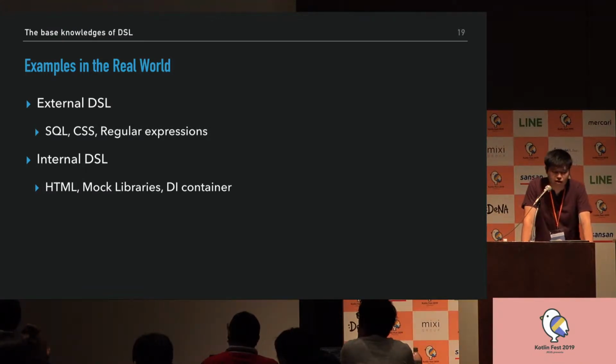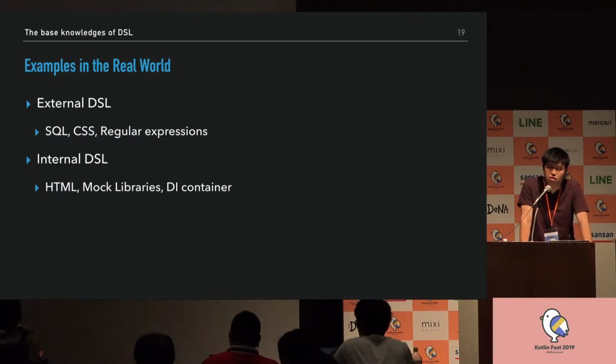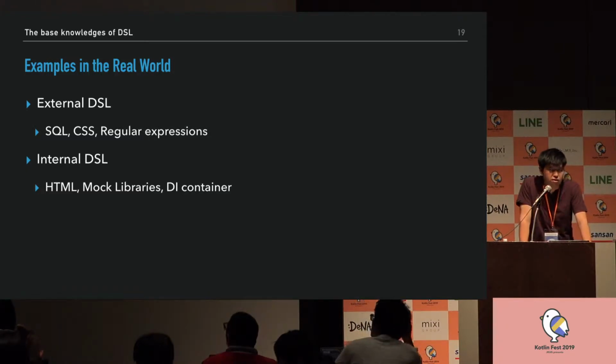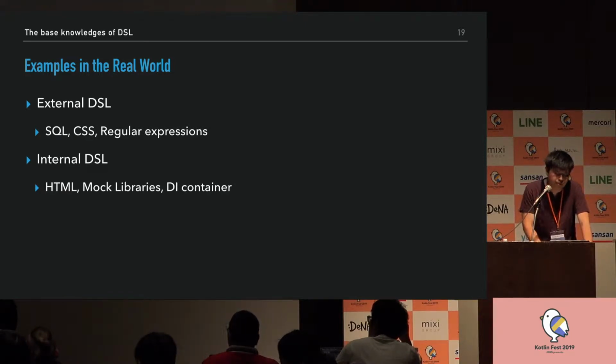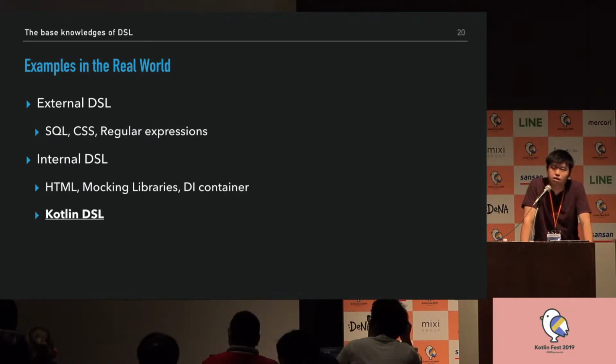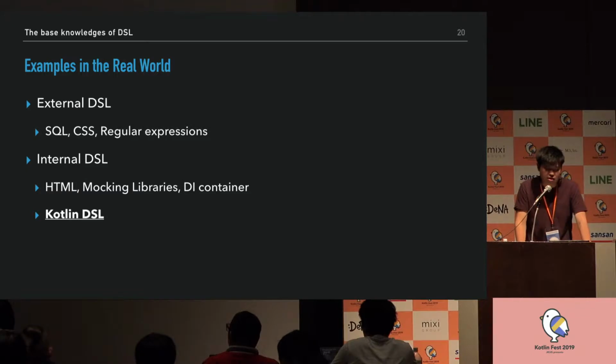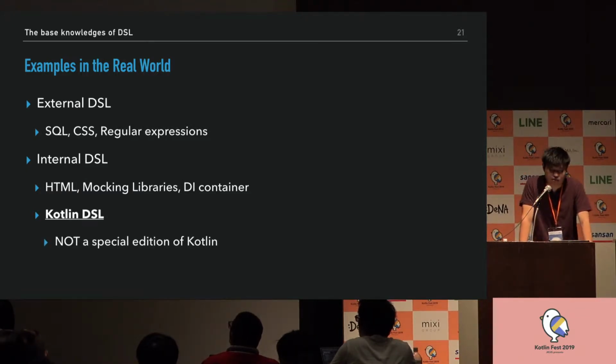In fact, we have seen many real examples for your development. For example, SQL, CSS, regular expressions are good examples of external DSL. For internal DSLs, we know HTML, mock library, DI container. And also, Kotlin DSL is an internal DSL. Internal DSL is based on the host general purpose language, so Kotlin DSL is not a special version of Kotlin. It's just a Kotlin code and built on several techniques and constraints.